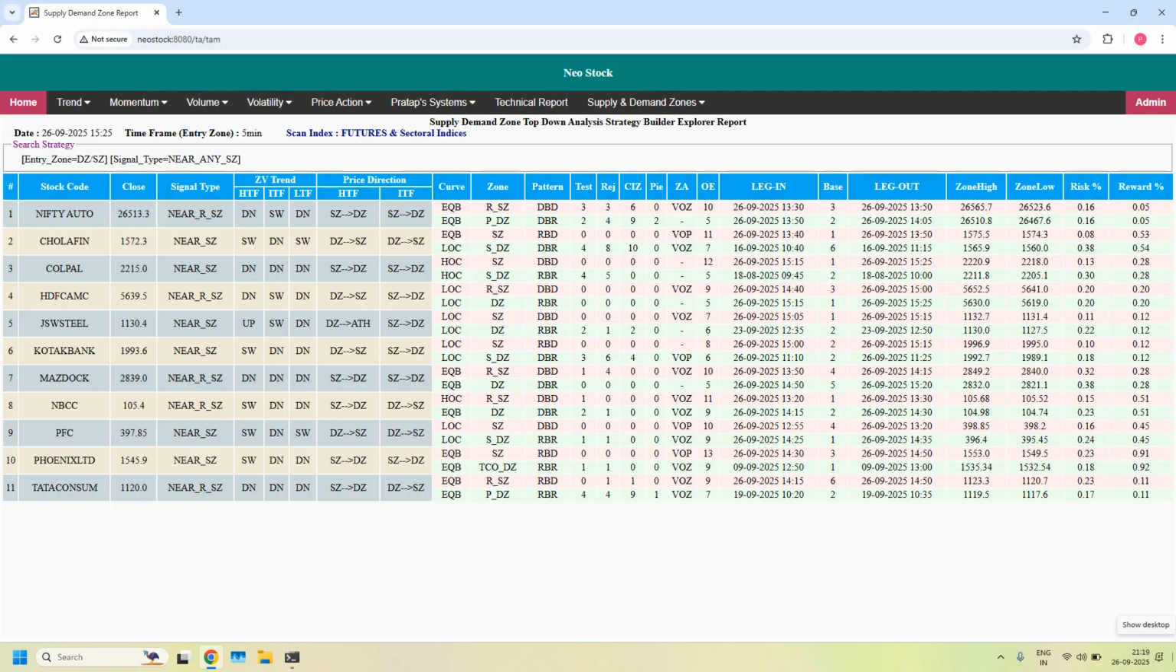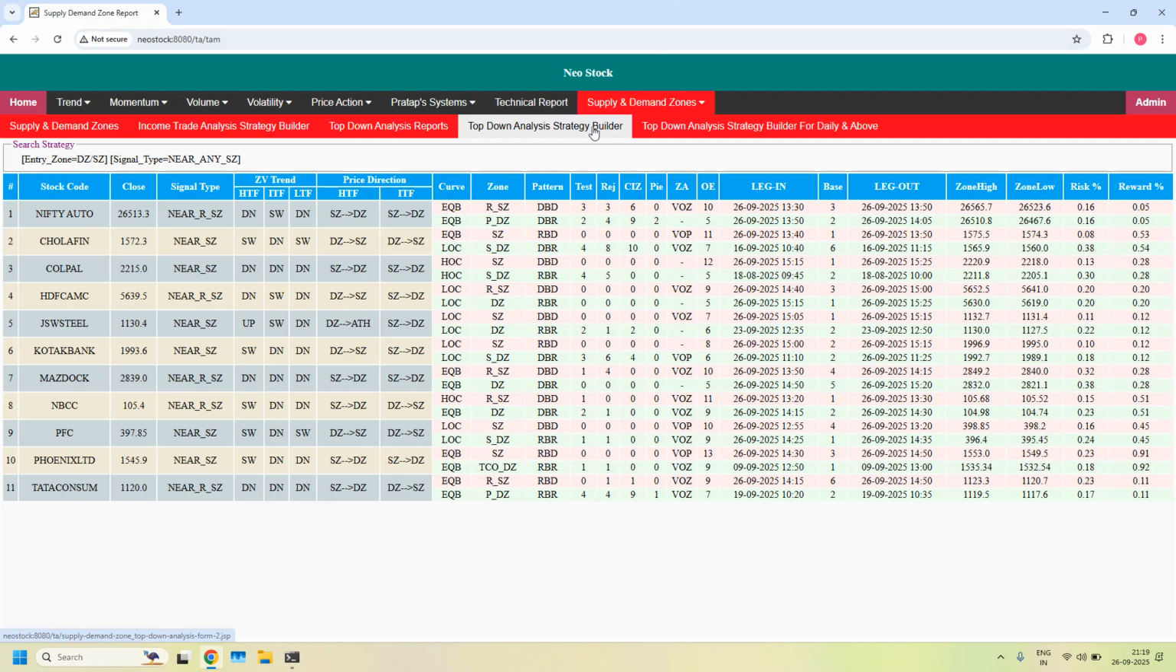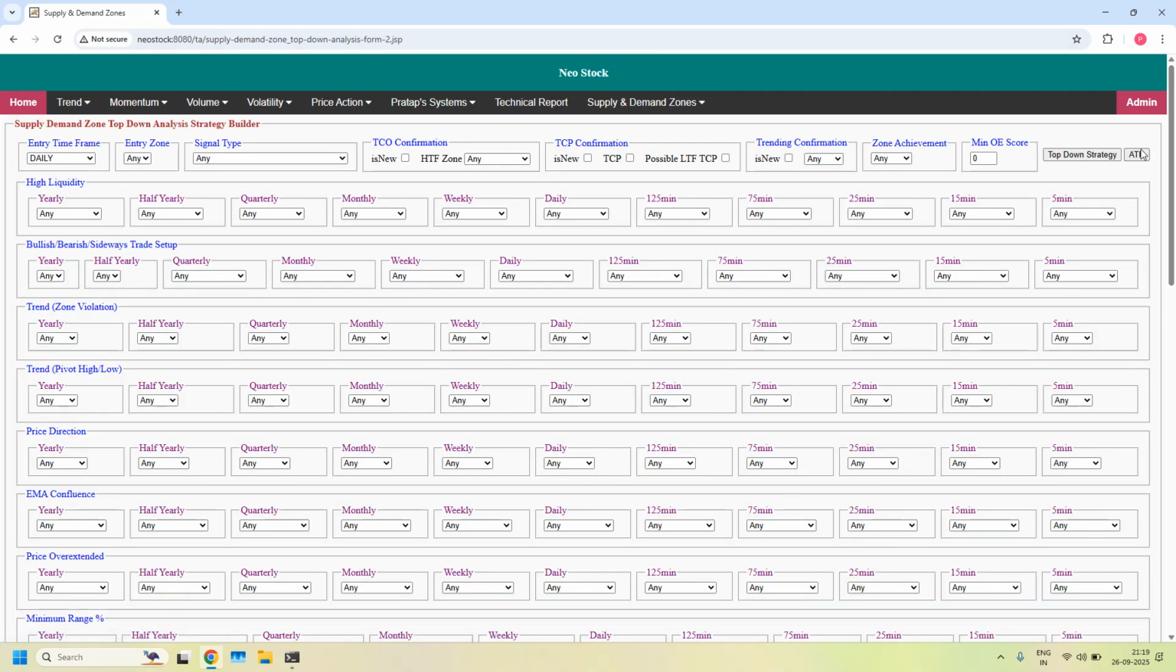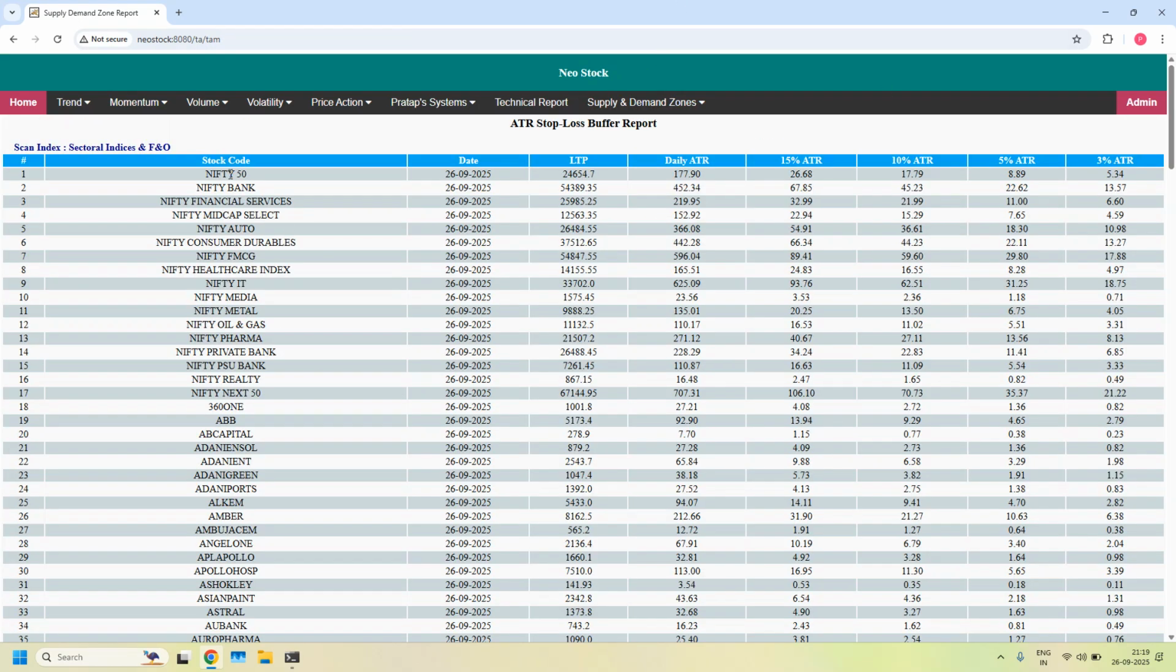So this is about stocks near demand and supply zones for different time frames. Now in the final report, let us generate stop buffers based on daily ATR. First 17 in this list are indices, remaining all are equity stocks. So I'm scrolling the list down. Whichever the stock you want to refer, pause the video, study, and then you can proceed further. Okay, I'm scrolling the list down.